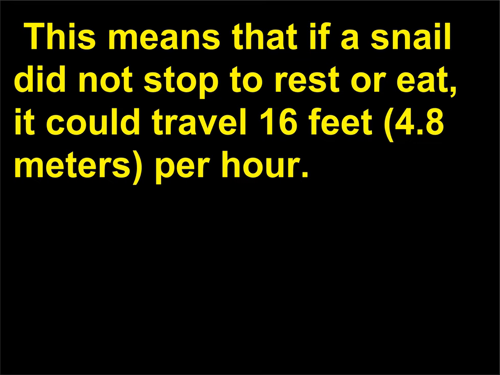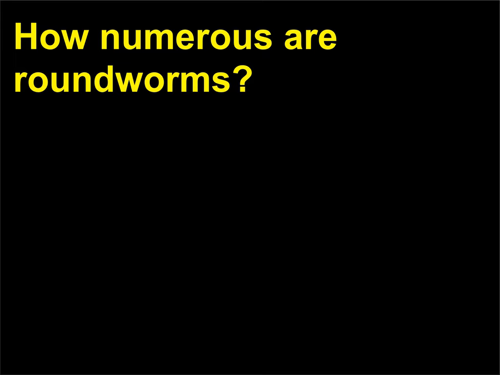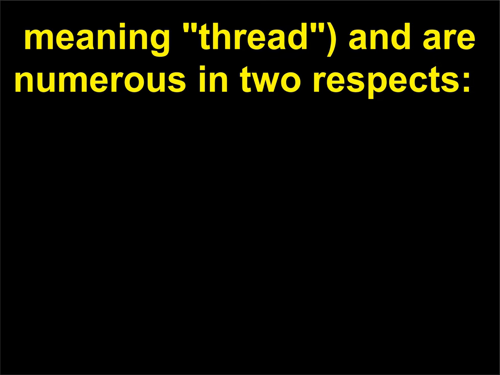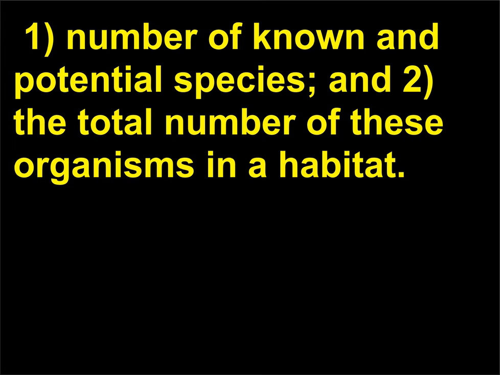How numerous are roundworms? Roundworms, or nematodes, are members of the phylum Nematoda, from the Greek term nematos, meaning thread, and are numerous in two respects. 1. Number of known and potential species, and 2. The total number of these organisms in a habitat.